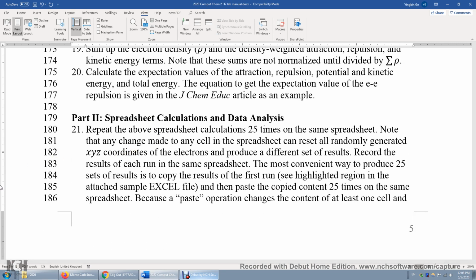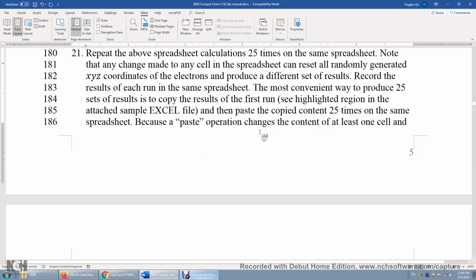Alright, so once we get the expectation value of the total energy, repeat the same calculation 25 times. It can be easily done. You just need to copy-paste 25 times. But be sure you copy-paste the numerical value of a cell, okay? And then you can just get 25 different numbers. Actually, they slightly differ from each other. They are all randomly generated total energy of the hydrogen 2 molecule. And then you take the average, you will be able to get a fairly accurate energy of this H2 molecule.